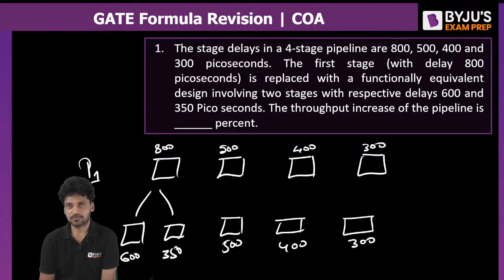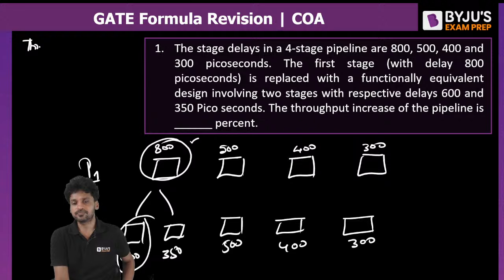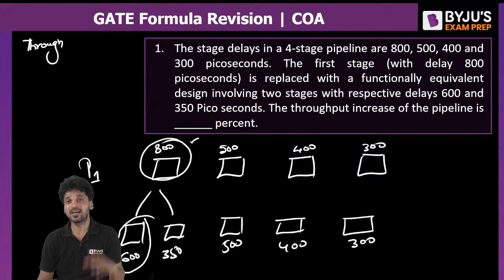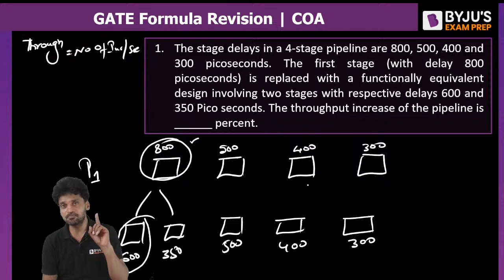See, first of all, what is TP? TP is the maximum segment delay, right? TP of the first pipeline was 800. TP of the next pipeline is 600, because the maximum delay in the first one is 800 and the maximum delay in the next pipeline was 600. Now understand what is throughput. Several times I told you in my previous lectures, what is the throughput? Throughput is number of instructions per second. Am I clear? Number of instructions per second.